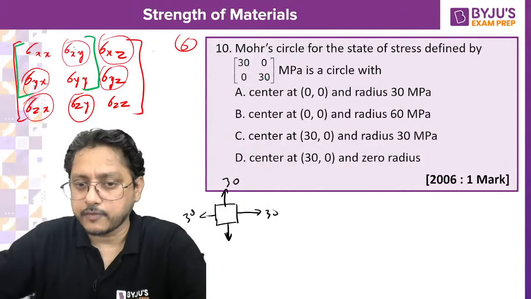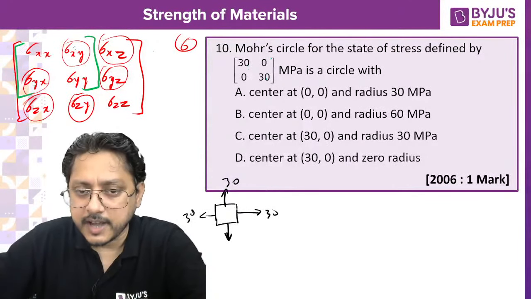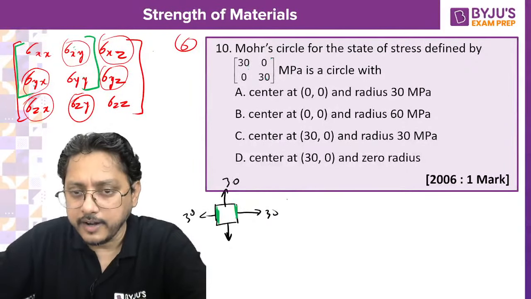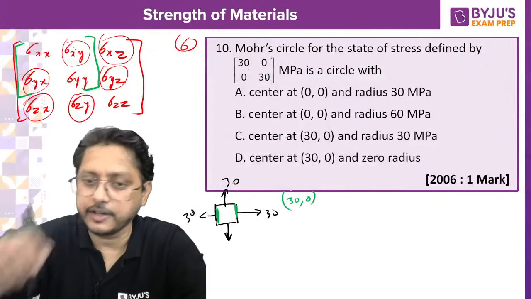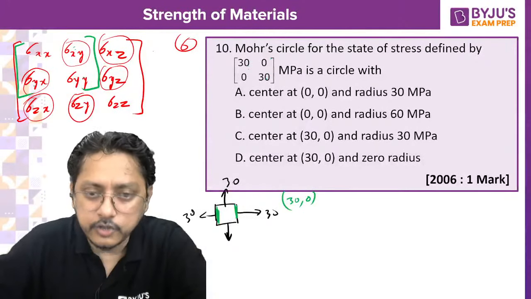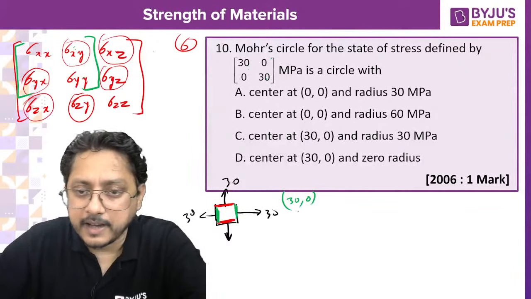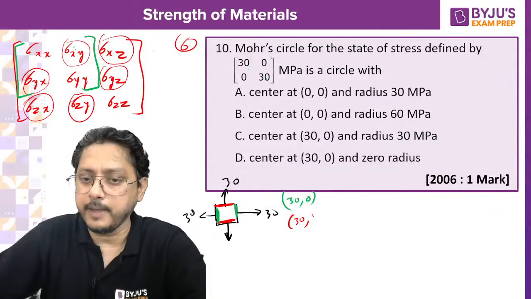If you draw the Mohr circle for this one, first of all, as I told you, see the stresses which are acting on the vertical plane. What are the stresses acting on the vertical plane? Write down the coordinate. That coordinate is nothing but 30, that is tension, and no shear stress, that is 0. So the first coordinate you got. Then what are the stresses acting on the horizontal plane? The stresses acting on the horizontal plane are nothing but 30, which is tension, so I will take plus, and there is no shear, so it will be 0.